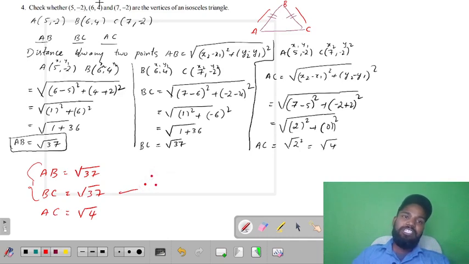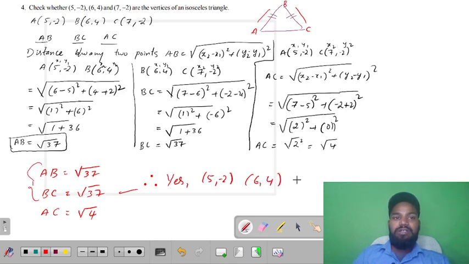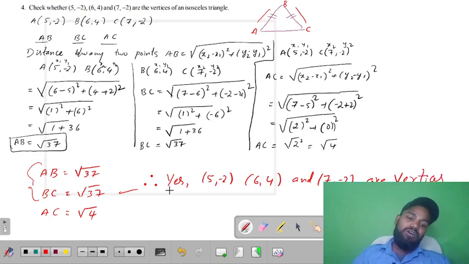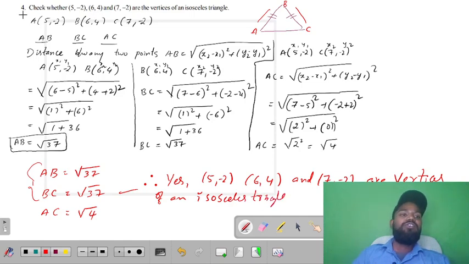We can check whether they are asking: check whether these points are vertices of an isosceles triangle or not. Yes, (5, -2), (6, 4) and (7, -2) are the vertices of an isosceles triangle. Am I clear? Right. So this is the answer for the fourth problem.